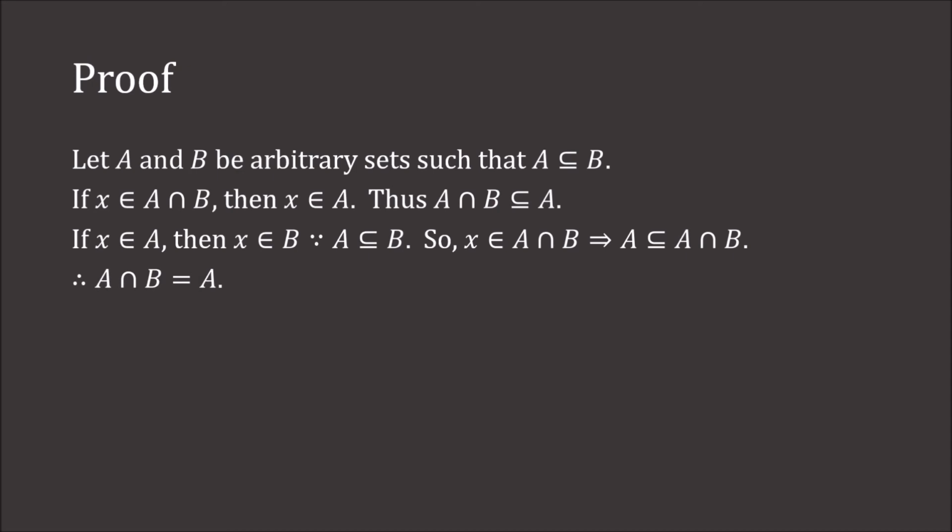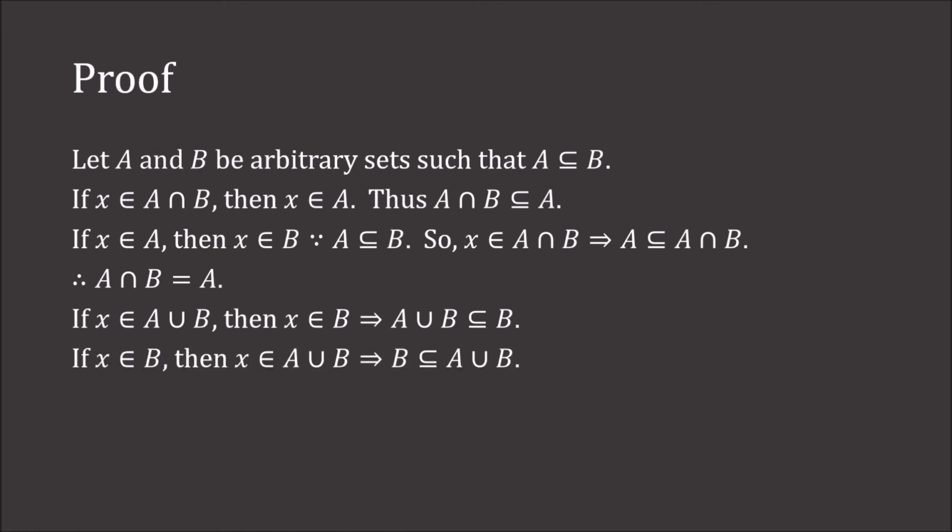Now, if x is in A union B, then x is in B, which means that A union B is a subset of B. If x is in B, then it must be in the union of A and B, and so B would be a subset of A union B, and hence A union B is equal to B. And that proves both statements of the theorem, so the proof is complete.